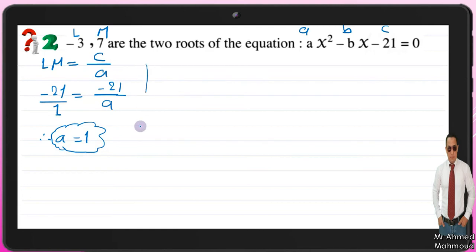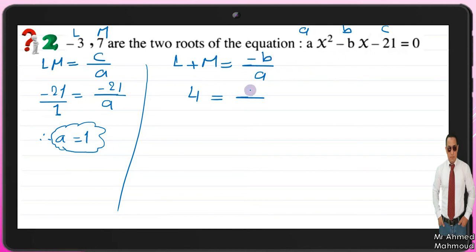Okay, now to find b, I'm going to use the sum L plus M equals negative b over a. So the sum negative 3 plus 7 equals 4 equals the negative b over a, which is 1 from here. So b over 1 equals b, so b equals 4.